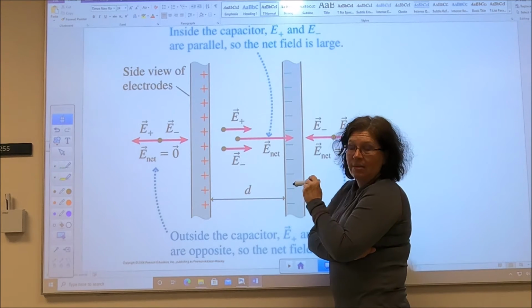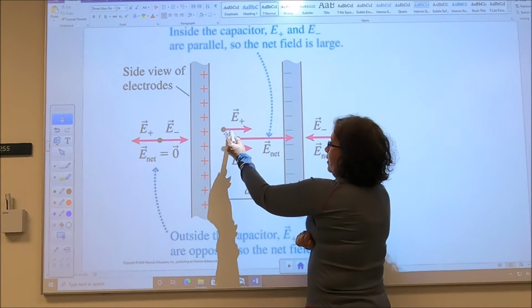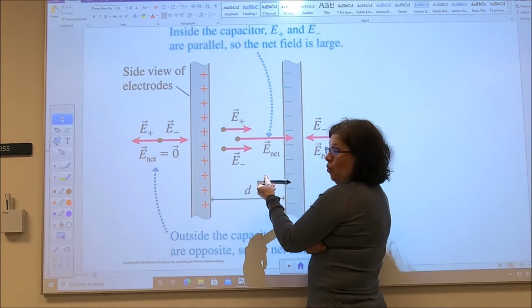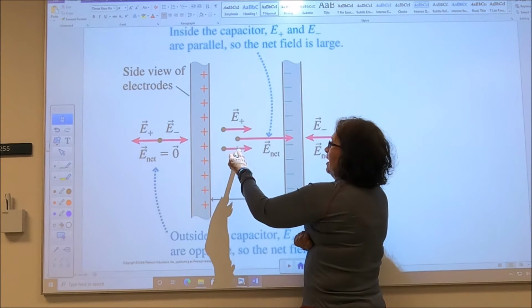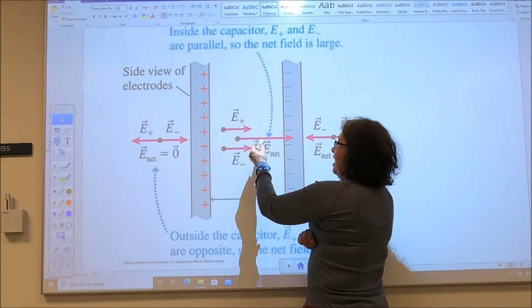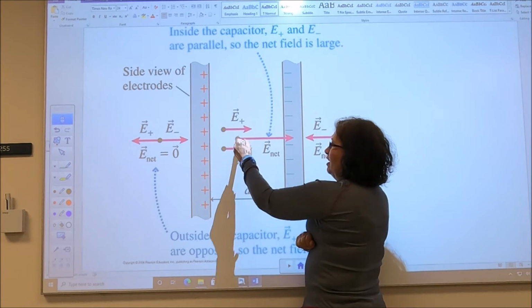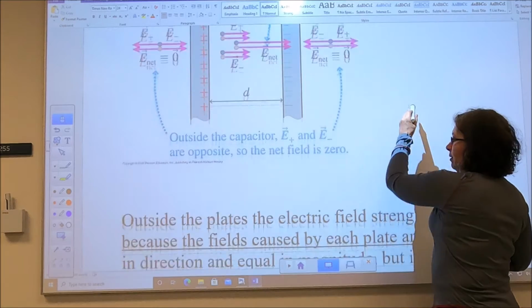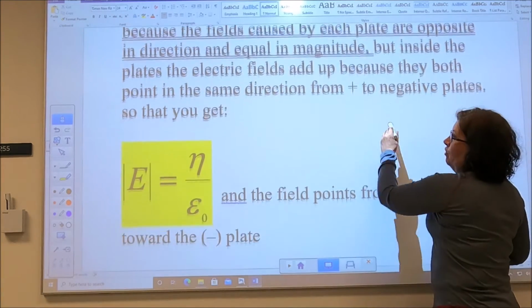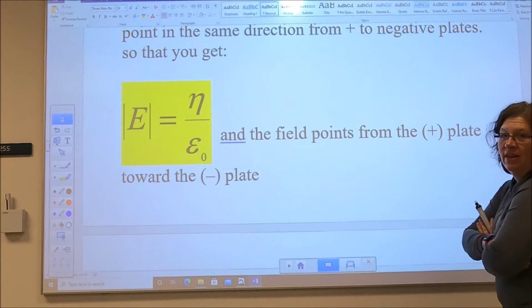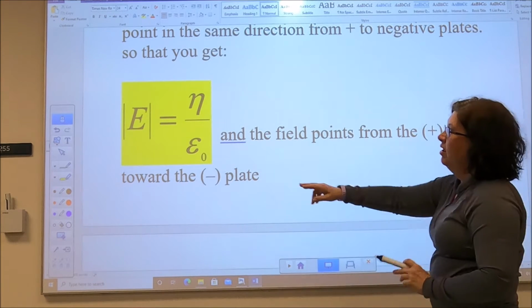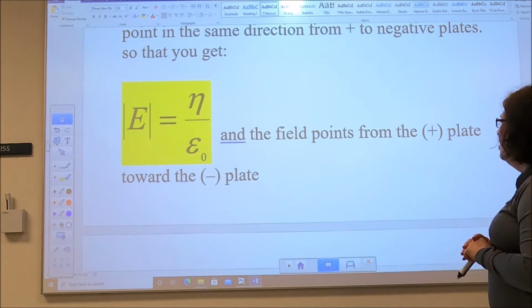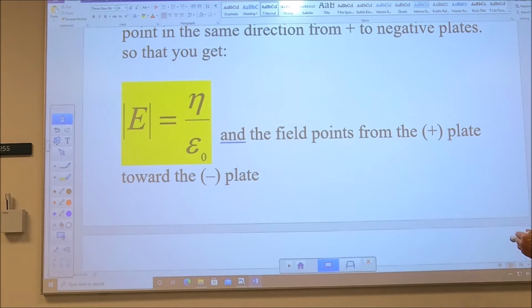But inside, between the 2 plates, the electric field from the positive plate points away from it. The electric field from the negative plate points toward the negative plate. So those two electric fields are actually pointing in the same direction. They give us a net electric field that's twice the electric field of either one of them by themselves. So when you add up the electric fields inside the parallel plate capacitor, the strength of the electric field equals eta divided by epsilon 0. And the field points from the positive plate toward the negative plate.